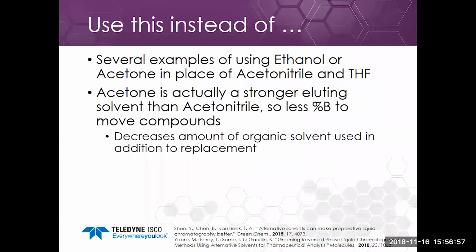So some other examples of choosing different solvents in substitution. There have been several examples of using ethanol and acetone in place of acetonitrile and THF. Like I said, acetone and acetonitrile are in the same solvent selectivity group, so that's an intuitive swap. Acetone is actually a stronger eluting solvent than acetonitrile, so you need less %B to move the compounds. That is a decrease in the amount of organic solvent they're using. So it's a small change, but it's a decrease nonetheless, if you're replacing acetonitrile with acetone, sorry.